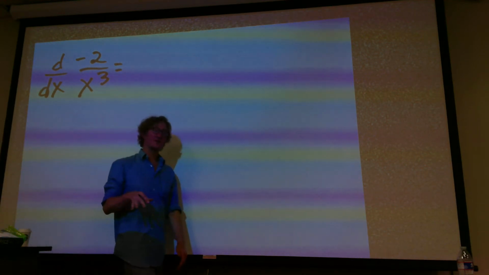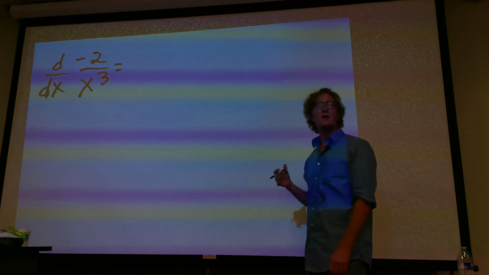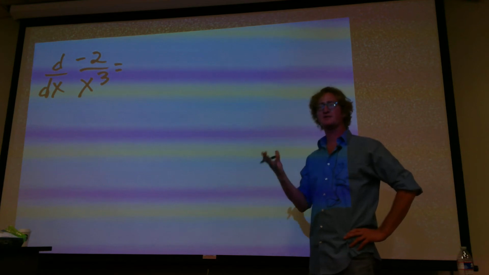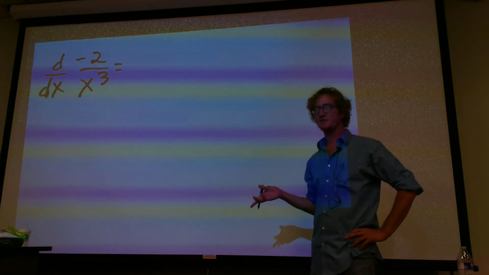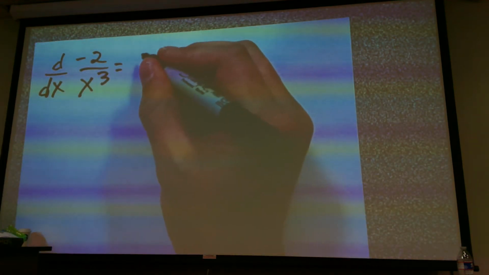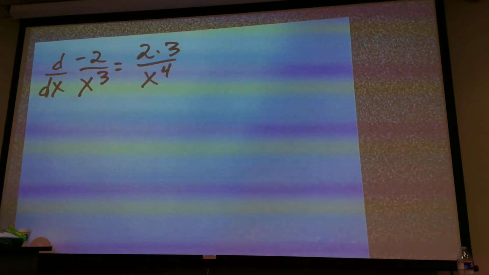Now I'm taking derivatives. Ignore the constants. You're taking a derivative with respect to x, so you're taking a derivative of just the x variable. So what is this? We're going to take the derivative of x to the negative 3. So it's going to spit out a negative 3. Well, the negative 2 and the negative 3 will cancel each other out. So we're going to get 2 times 3 divided by x to the 4th.